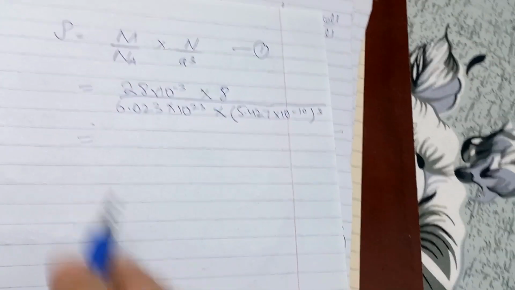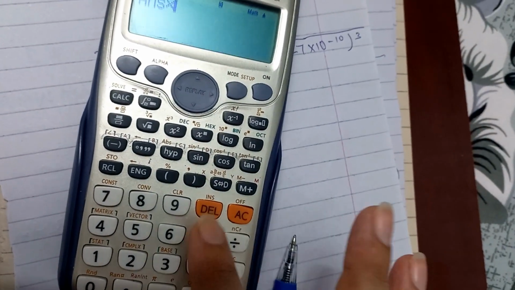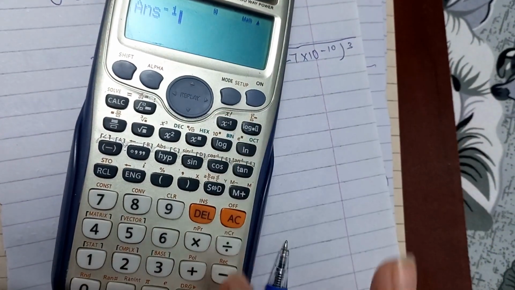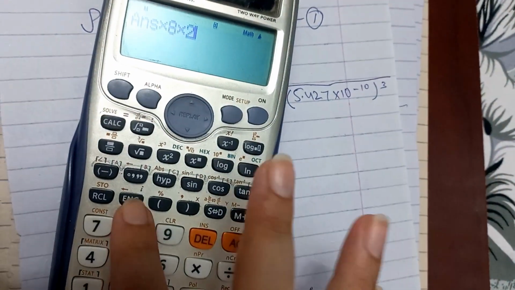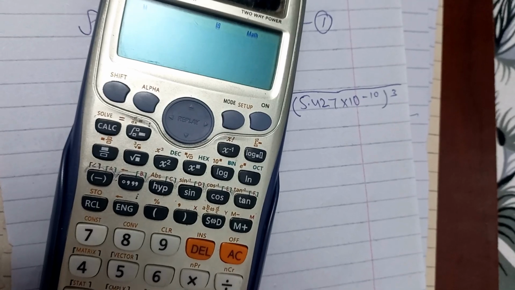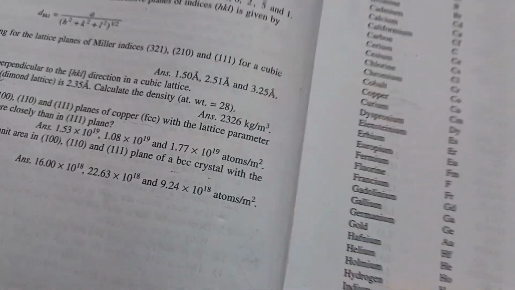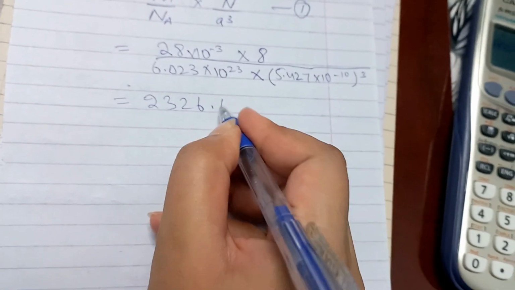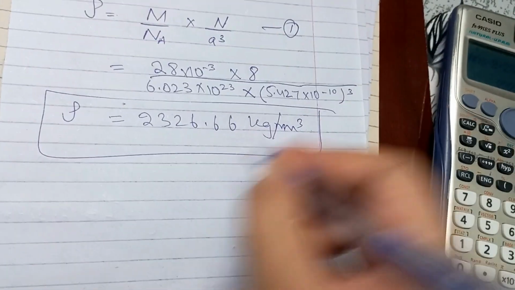Let me calculate it using the calculator. So you can see here it's 2326, the result that we wanted. This is the result, and we are done with this problem now. 2326 kg per meter cube, this is rho, our answer.